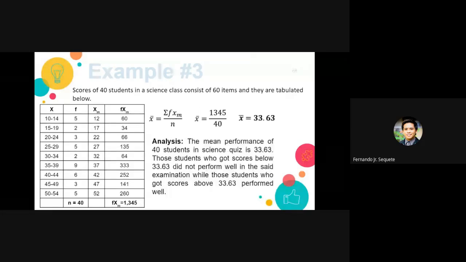Okay. So sir, how to analyze, sir? The same analysis pa rin sa kanina, no? The interpretation is lahat ng mga estudyante na nakakuha ng score below 33.63, these are the students who did not perform well for the science class. Yung mga estudyante na nakakuha ng above 33.63, those are the students who perform well in the class. Okay, the same interpretation. Okay, question so far?